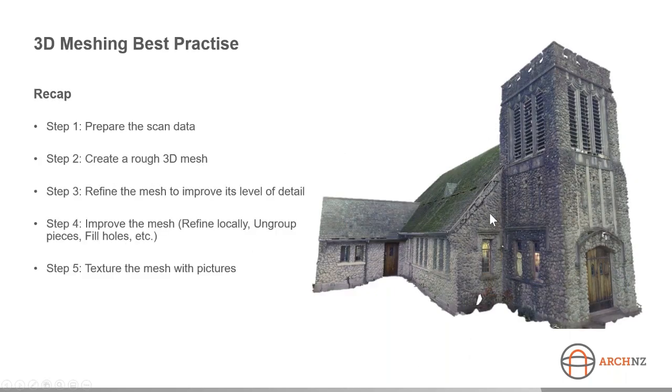Here we go. So that was our exercise. Get the point cloud ready, create the rough mesh, then refine it, and refine maybe local areas, etc. Improve the mesh, and then you can texture it with the real pictures, and you get a very nice realistic model there that you could use in a nice platform to show that beautiful church.